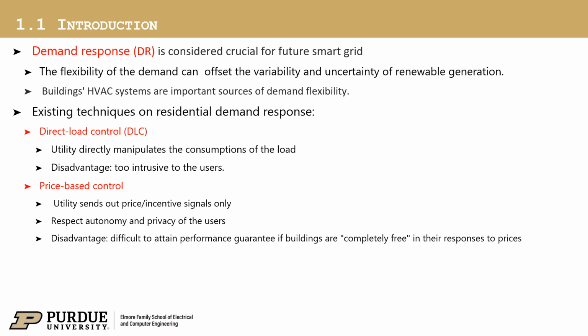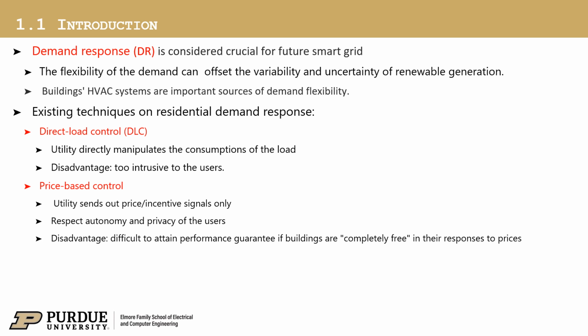Existing techniques on residential demand response can be classified into two categories: direct load control (DLC) and price-based control. With DLC, the utility directly manipulates the consumption of the load. However, DLC is usually considered too intrusive to buildings. Price-based approaches assume that the utility can only send price incentive signals. This form of control is therefore more favorable when customers wish to retain autonomy and privacy.